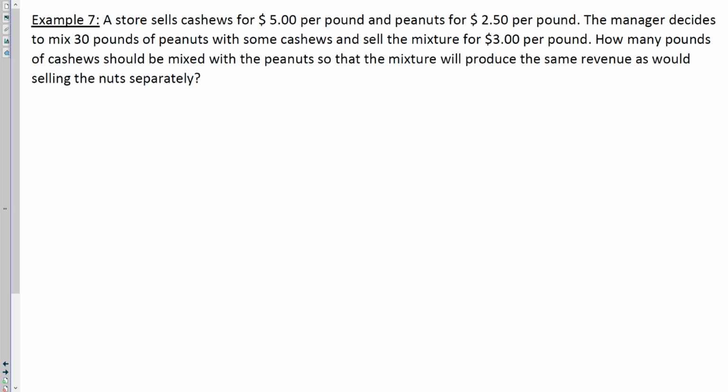So a store sells cashews for $5 per pound and peanuts for $2.50 per pound. The manager decides to mix 30 pounds of peanuts with some cashews and sell the mixture for $3 per pound. How many pounds of cashews should be mixed with the peanuts so that the mixture will produce the same revenue as selling the peanuts separately?